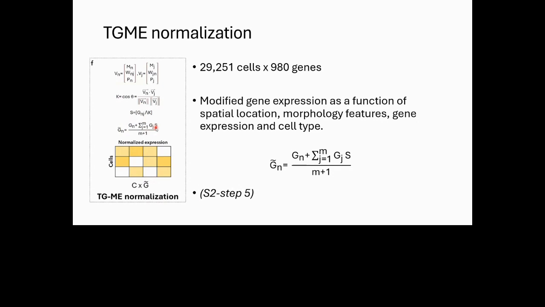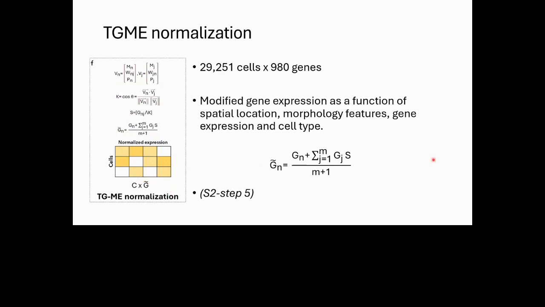So if the two cells are completely different, we're not going to modify the gene expression because this is going to be a 0. If the two cells are completely the same, we're going to be modifying the gene expression, giving more weight to the specific genes that are similar between the cells and the neighbors. Finally, we're going to divide it by the total number of neighbors plus 1 to avoid having a 0 down here.